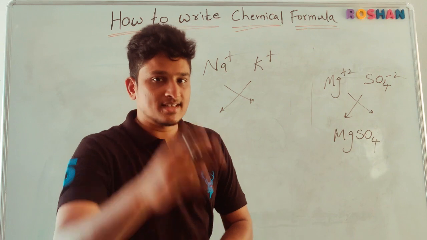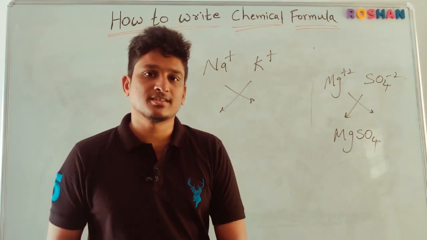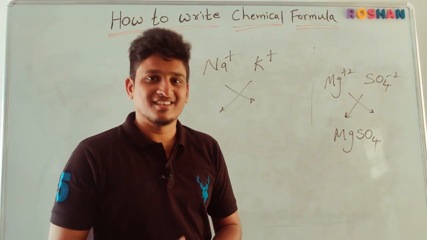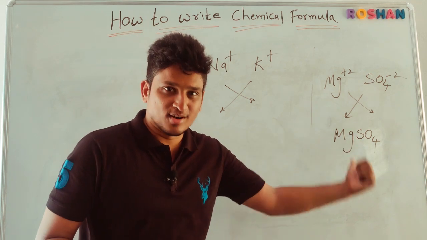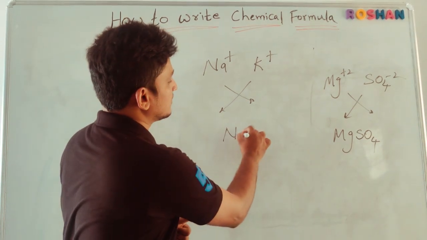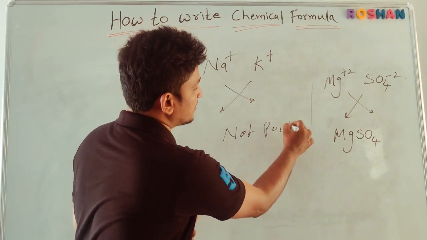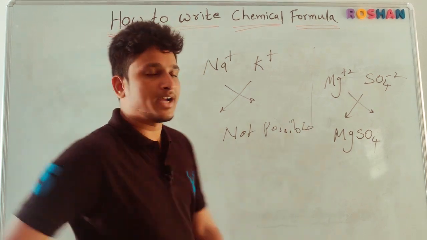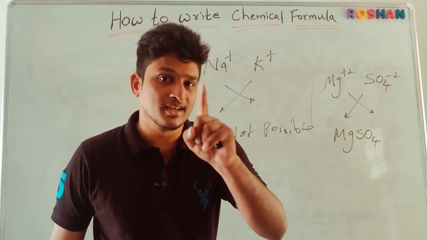What's the formula? You guess the answer. Na plus K plus. First of all, do they combine? Positive ion and positive ion. Not possible. Clear, yes sir? No. Positive does not combine with positive, negative does not combine with negative. Positive always combines with negative only.